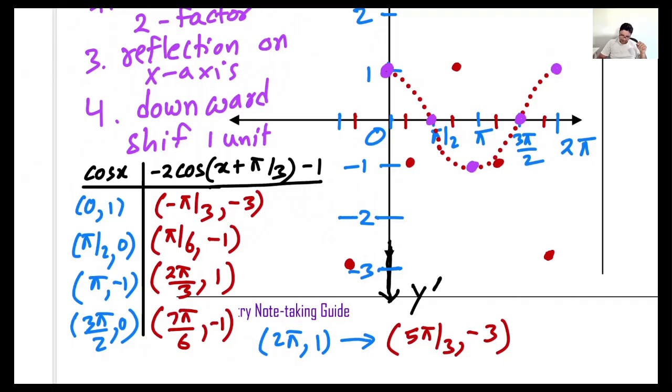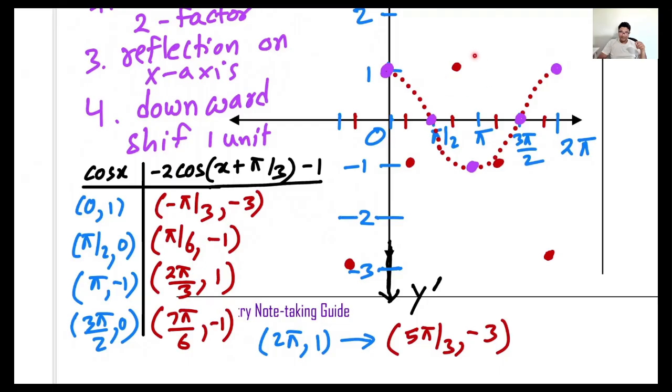So for example, here, that is your pi over 6. So the point here is pi over 6, minus 1. And over here, pi over 2 is 90 degrees. After that comes 120 degrees, which is 2 pi over 3. So that point here is 2 pi over 3 comma 1, which was the image here of pi minus 1.